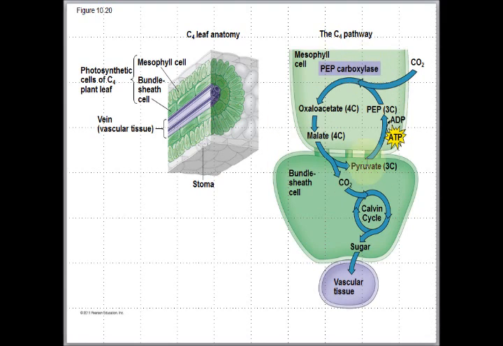Because we're separating this process into two stages, into two separate areas, that's how these C4 plants get around this problem of hot, dry weather and closing off the stomata.